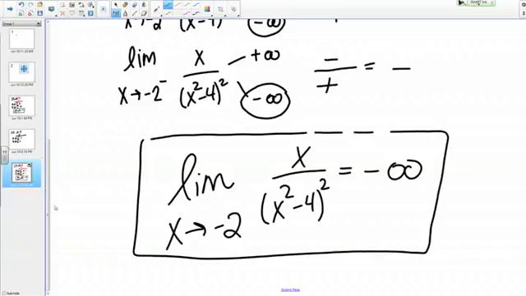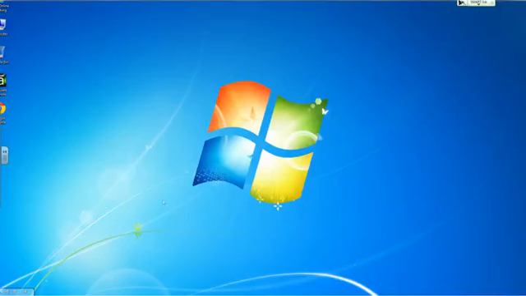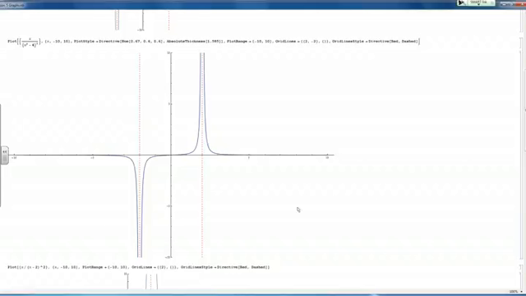You can also always check your answer with a graph. If I were to put a graph of this function, this is it right here, and I am going to negative 2, remember? So this is where I'm looking at here. And you can see that I'm going to negative infinity.